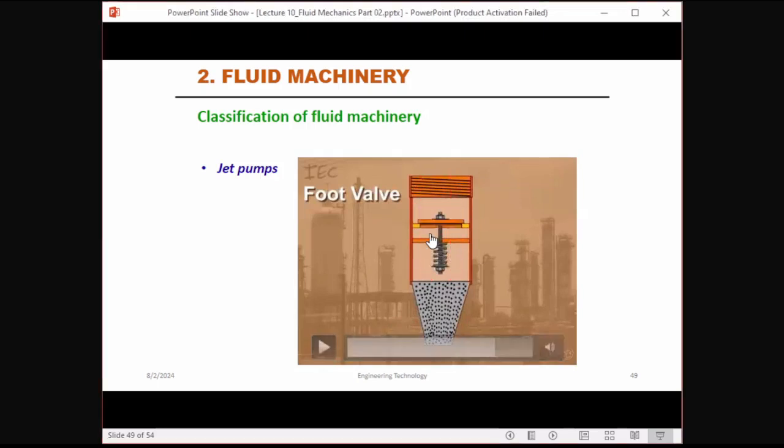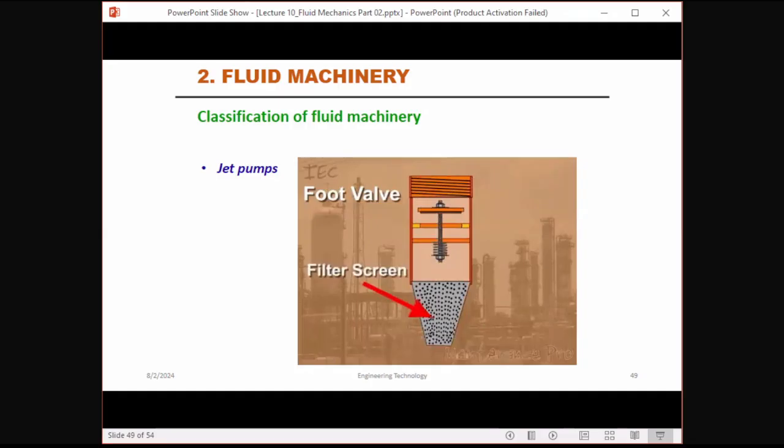Here you can see a foot valve. This is like a non-return valve. In this area you can see the return.